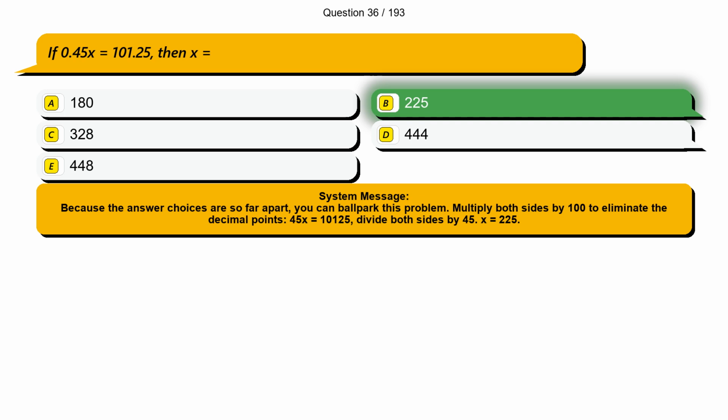Because the answer choices are so far apart, you can ballpark this problem. Multiply both sides by 100 to eliminate the decimal points. 45x equals 10,125, divide both sides by 45, x equals 225.